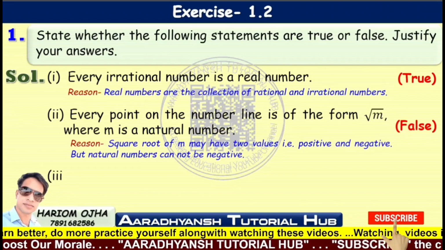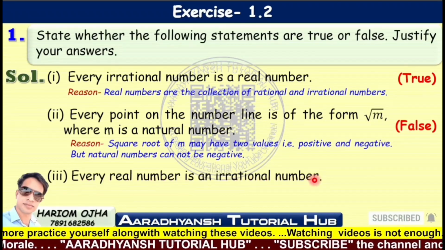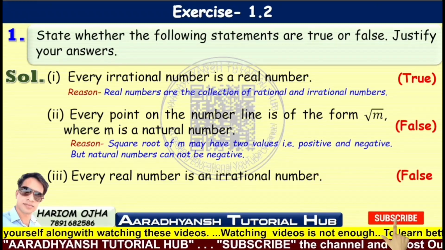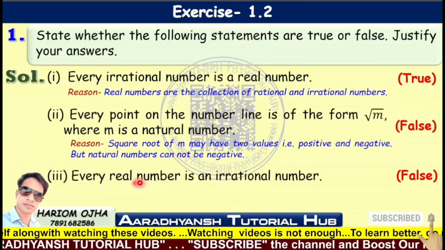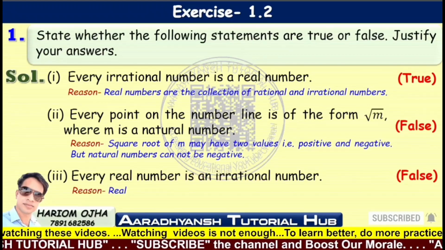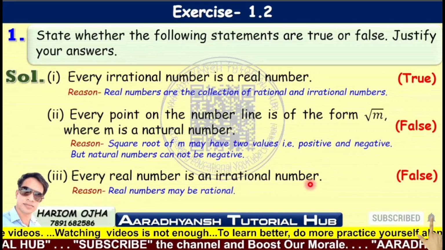Okay. And the third statement is, every real number is an irrational number. So this statement is also false because every real number cannot be irrational. It may be rational also because real numbers are a collection of rational and irrational numbers.